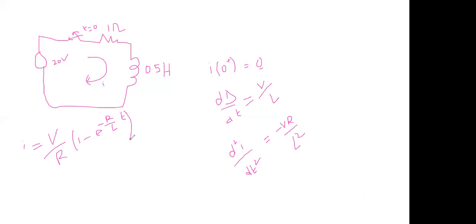When t equal to 0 plus, the value is 1 minus 1, so I of 0 plus value equal to 0. That is the first case. Then differentiating the I equation we'll get di by dt, then substitute t equal to 0 plus and we'll get the answer. Then for d square I by dt square, differentiate di by dt again, substitute t equal to 0 plus, and we'll get the answer.